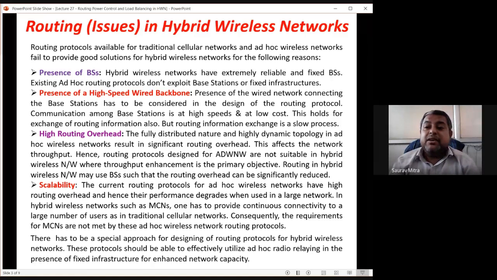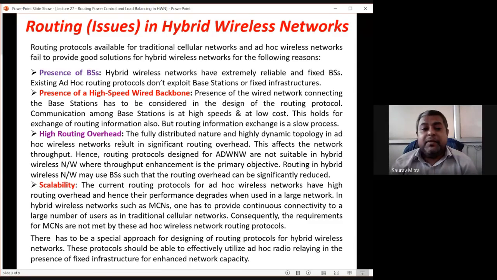So typically only one type of routing protocol, if you are trying to implement over HWN, it is not possible. So only a cellular routing protocol or only ad hoc routing protocol, if you are trying to implement directly on hybrid wireless network, that will not be useful. Okay, that means there will be a speed mismatch. So we have to design a special algorithm, and we have to write a special kind of routing protocol for hybrid wireless network. That is what it is saying.